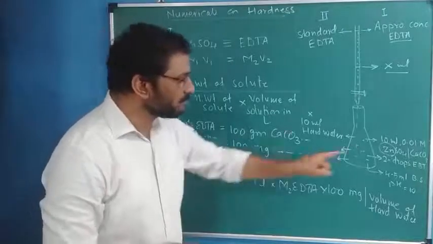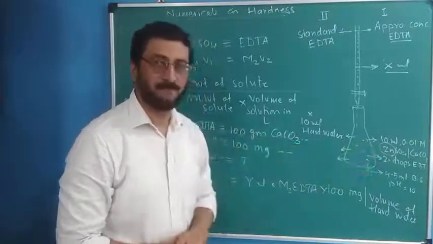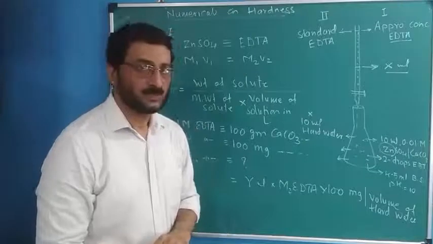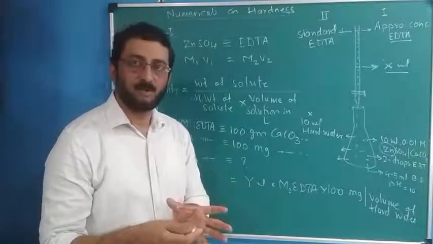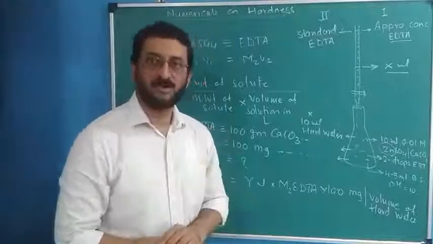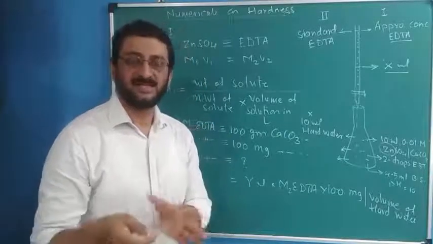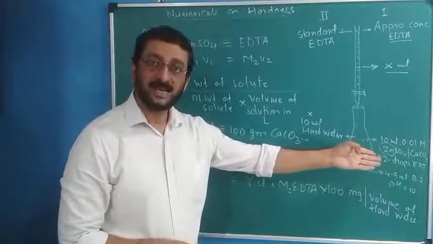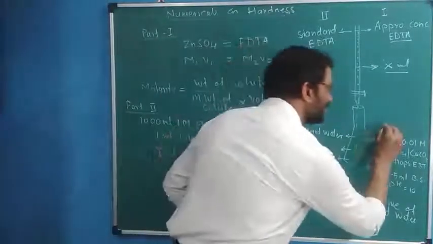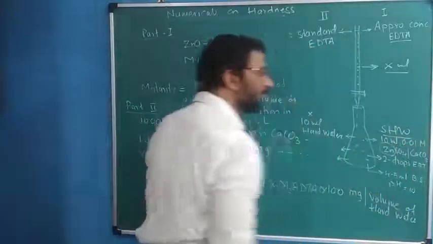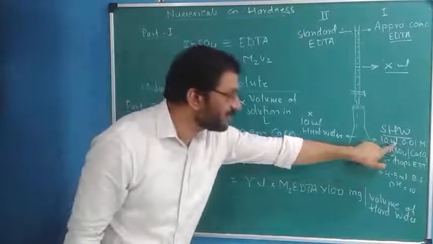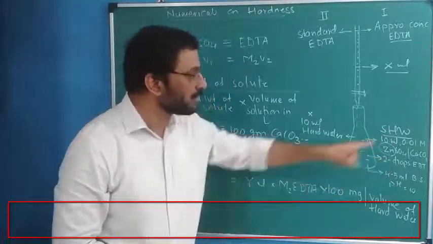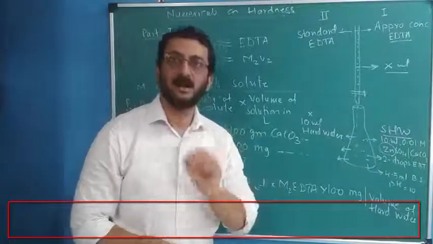One more point I want to make clear. This is a solution of a salt, say zinc sulfate. Suppose in 10 ml water, I have added some 0.1 gram zinc sulfate. That zinc sulfate is a hardness causing salt. We can call this a standard hard water. Why? Because the concentration of the given salt in this volume of water is known to us. So any salt solution we can call standard hard water.